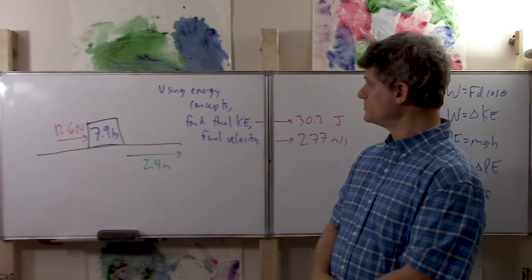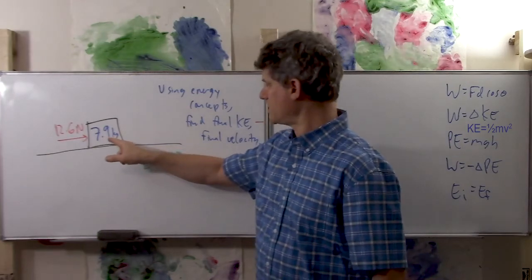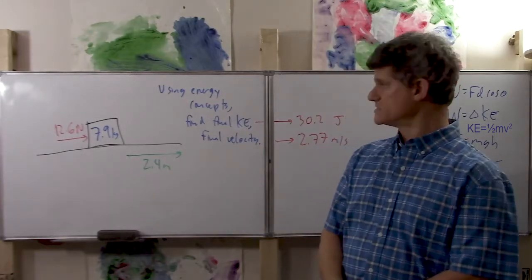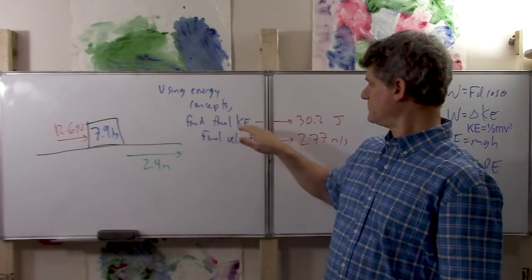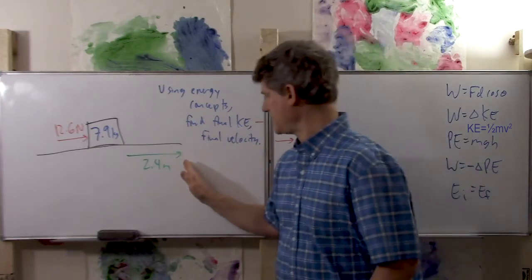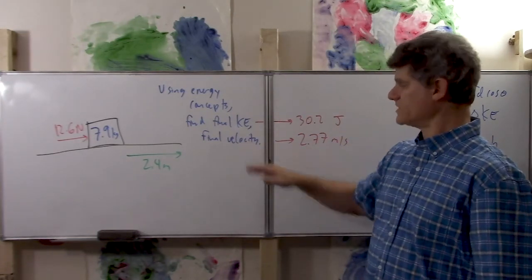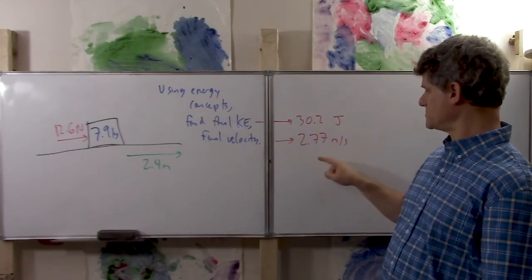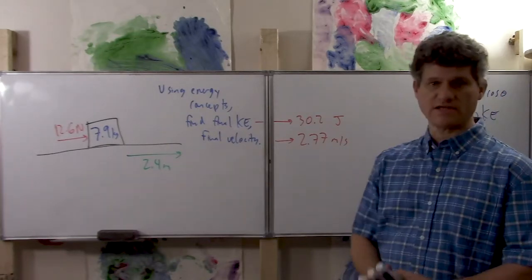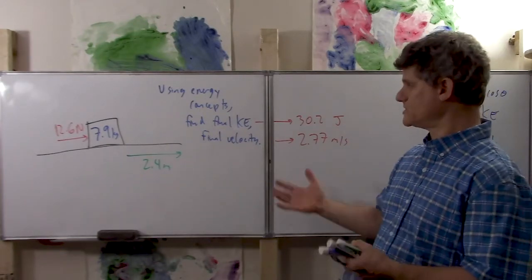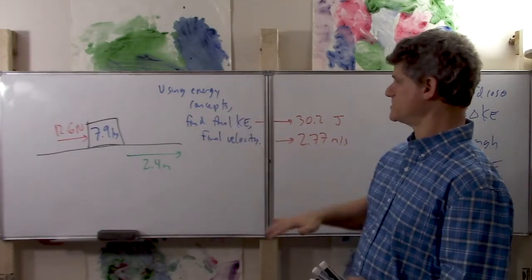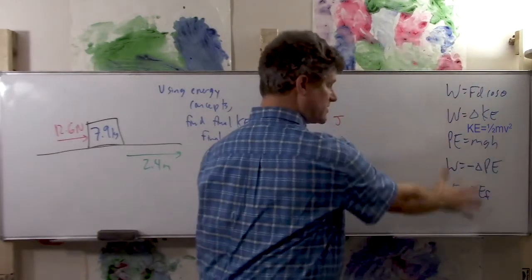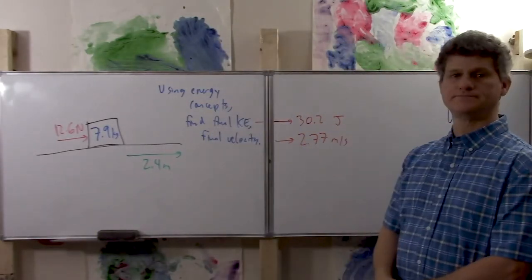All right, here are some examples to do. We have a 7.9 kilogram mass pushed with a constant force of 12.6 newtons over a distance of 2.4 meters. Using energy concepts, find the final kinetic energy, that is when it gets to this point after 2.4 meters, and find the final velocity. What we get is 30.2 joules for the final kinetic energy and 2.77 meters per second for the final velocity. You could do it using kinematics, but that's not the point here. The point is to use the energy concepts and to correctly use the formulas so that you can go step by step, starting with the formula and then going step by step to get the answer.